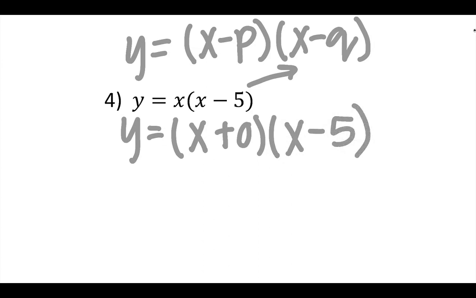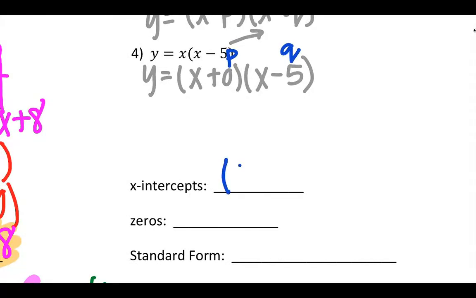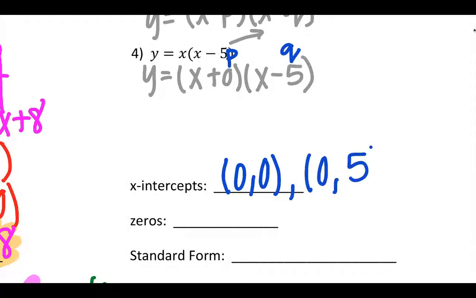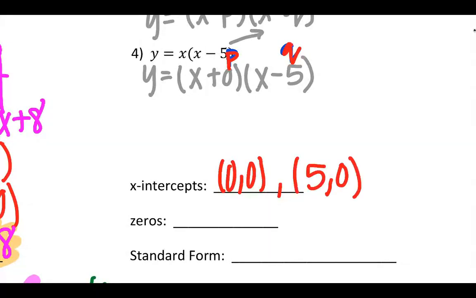So if I were looking for my p and my q, the intercepts are going to be 0, 0, and it was a negative 5, so now it's going to be a positive 5. And let me use red, let me stick with my colors. So p, q: 0, 0, and 5, 0. Again, zero, solution, and x-intercept all mean the same thing, so I'm going to write the same thing here.